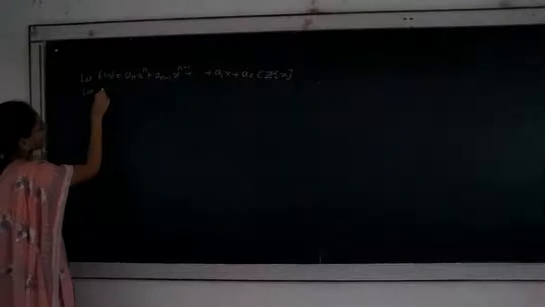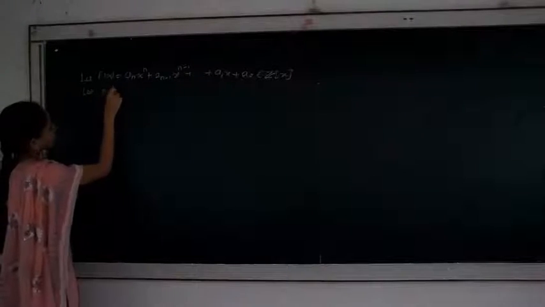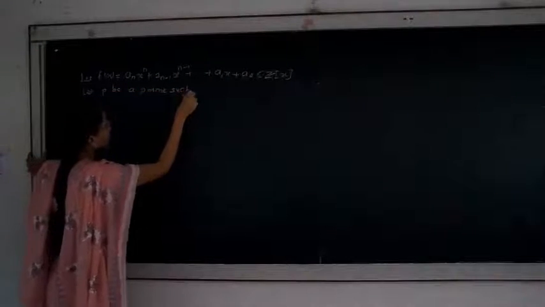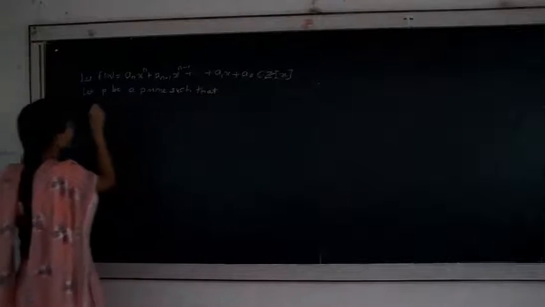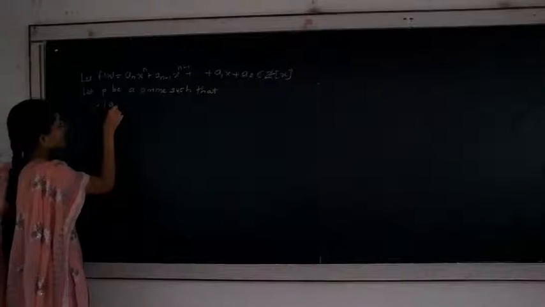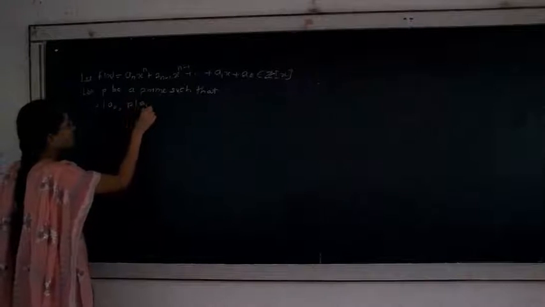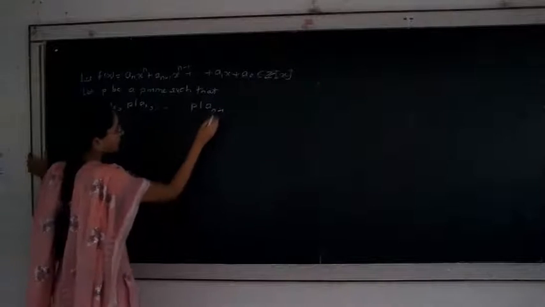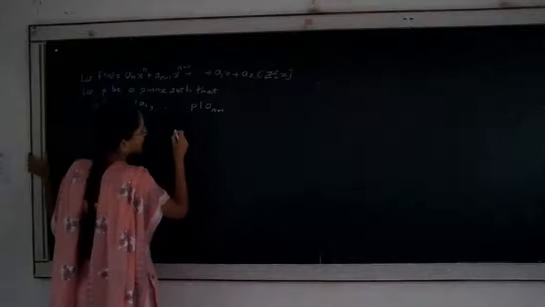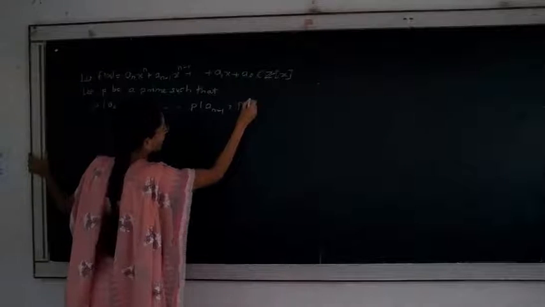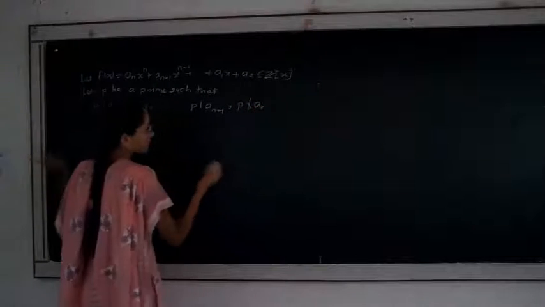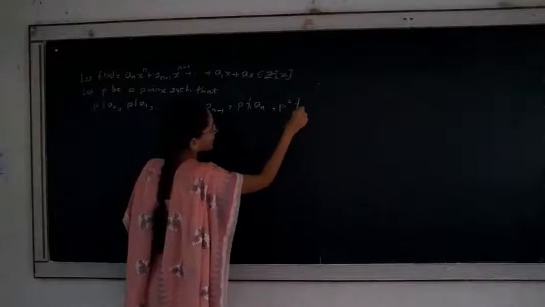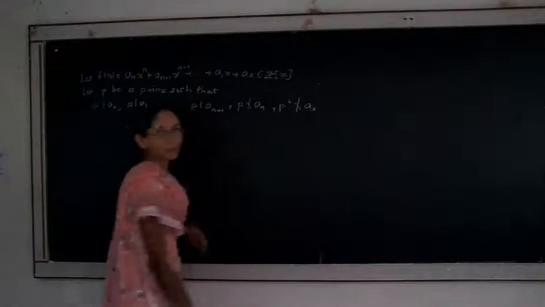Let p be a prime such that prime p divides a0, p divides a1, p divides the (n-1)th coefficient of the polynomial, namely a_{n-1}, and p does not divide a_n, meaning p does not divide the leading coefficient, as well as p square does not divide a0, the constant term.